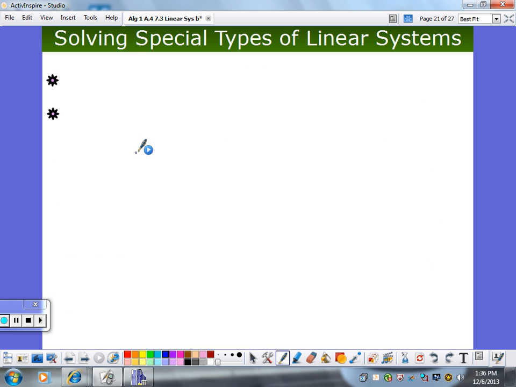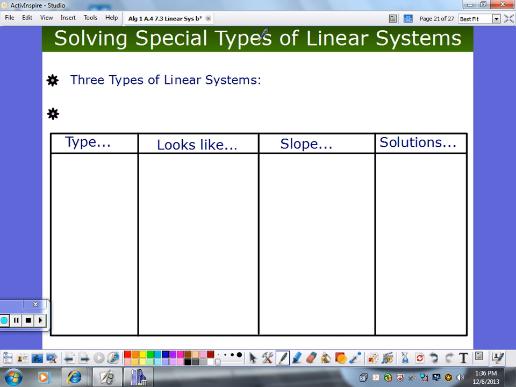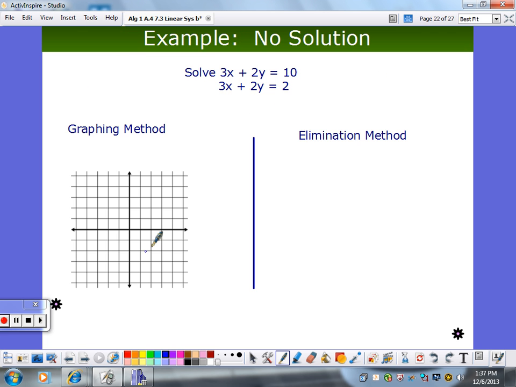Did everybody see that other piece of paper on their desk? This is other notes. Basically, remember we talked about this. You can have one solution, right? When does that occur? Lines intersect. You can have no solution. That's when you have parallel lines. They don't intersect at all. You can have infinitely many. When does that happen? You graph one line, and the other line is right on top of it, right?